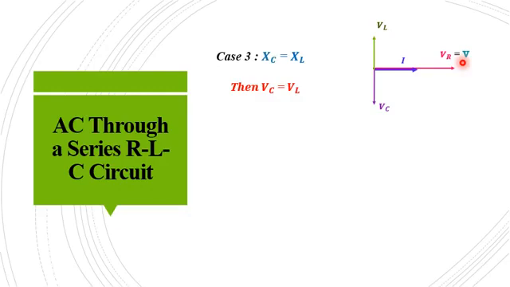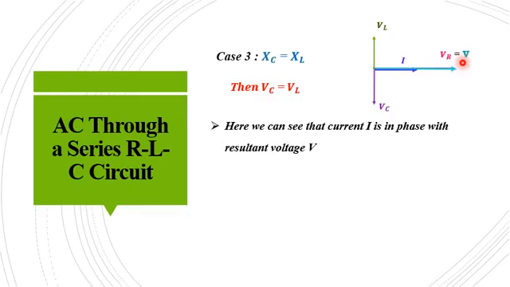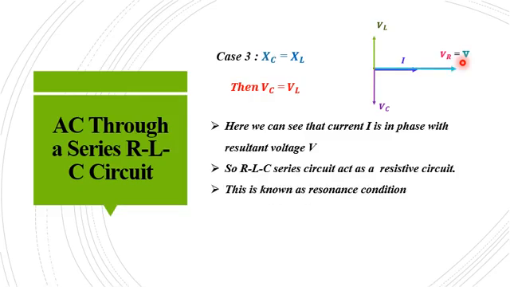Only in a purely resistive circuit is the current in phase with the voltage. So for an RLC series circuit, if XL is equal to XC, what will happen? XL and XC will get cancelled and the only remaining parameter is the resistance. So the circuit will act like a resistor. Here the circuit is known as the resonance circuit, because in this case the impedance is minimum.